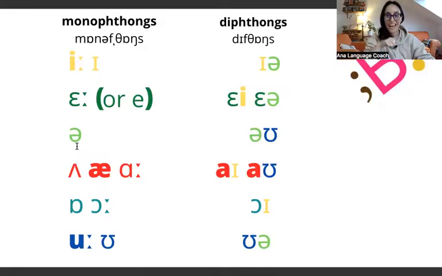Then we have the A sound, the three different A sounds. We have the A that is coming, for example, from up. We have also cut. Up is more open. Cut is less open, right? And we also have the A with a prolonged sound with two dots.